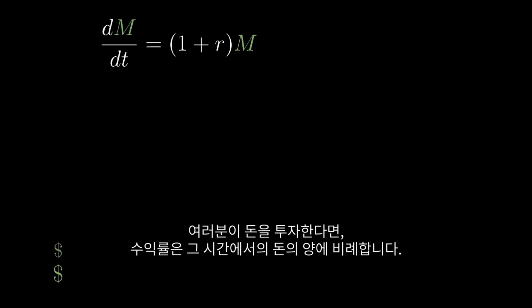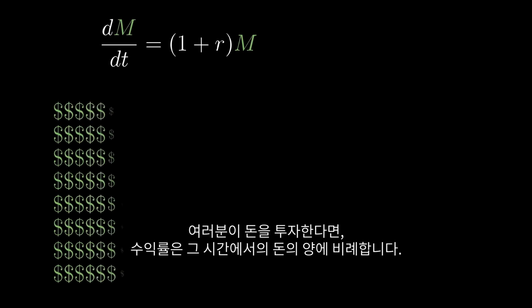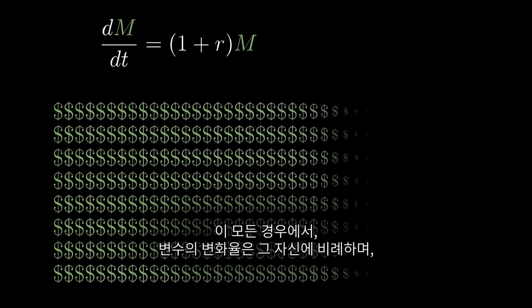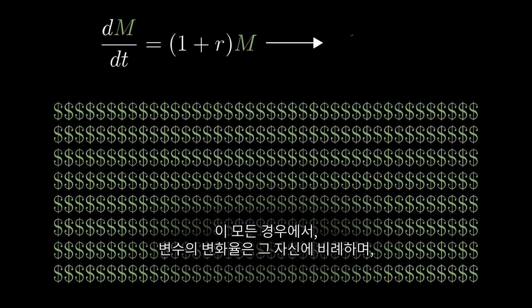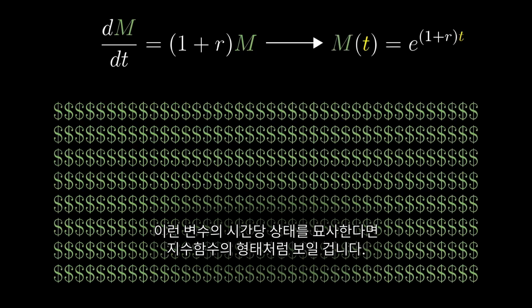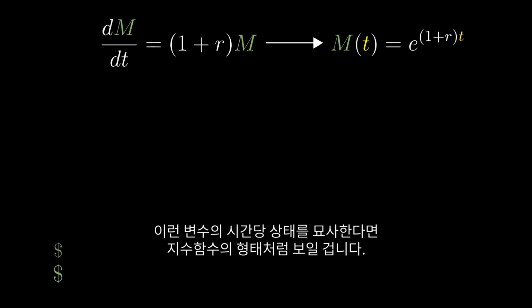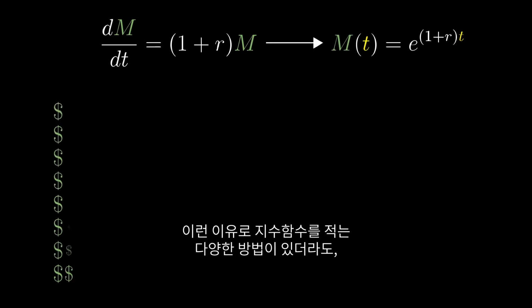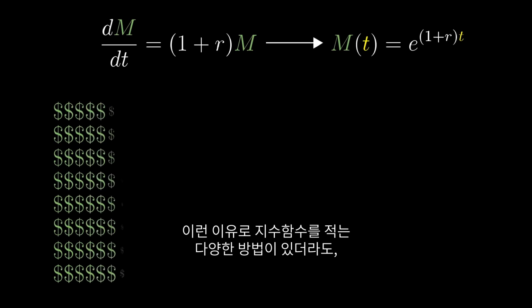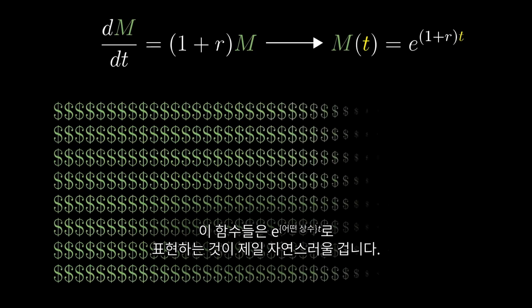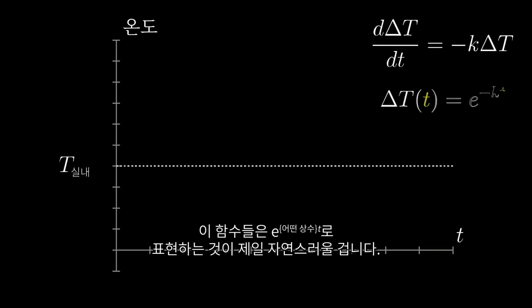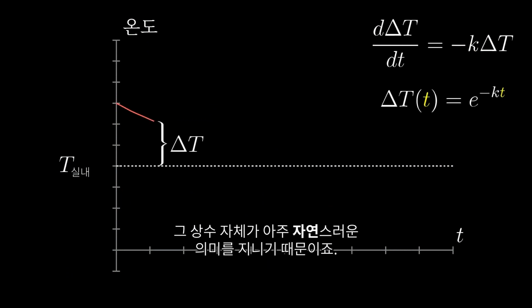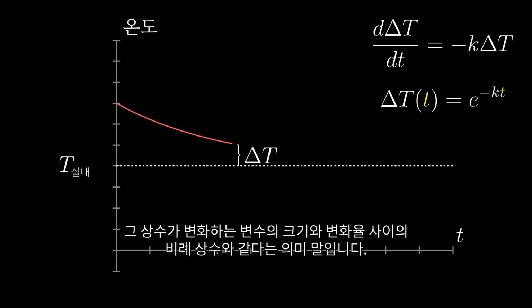If you invest your money, the rate at which it grows is proportional to the amount of money there at any time. In all of these cases, where some variable's rate of change is proportional to itself, the function describing that variable over time is going to look like some kind of exponential. And even though there are lots of ways to write any exponential function, it's very natural to choose to express these functions as e to the power of some constant times t, since that constant carries a very natural meaning. It's the same as the proportionality constant between the size of the changing variable and the rate of change.